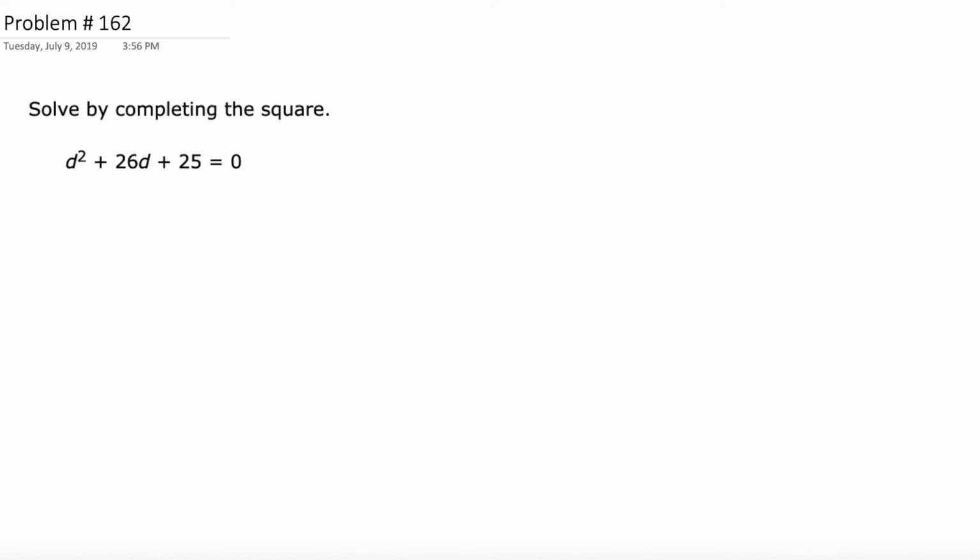Right, so this is completing the square, and we talked about the quadratic formula, right? We talked about negative b plus or minus the square root. Oh, wait, what is it?